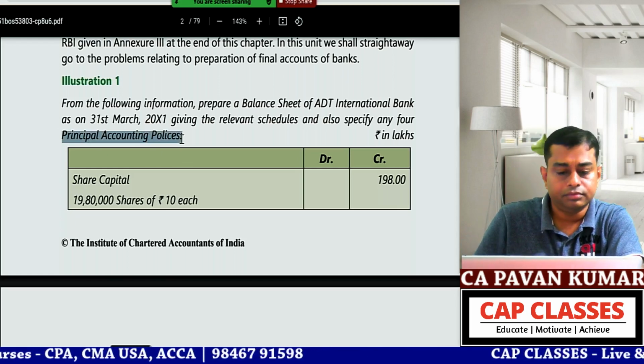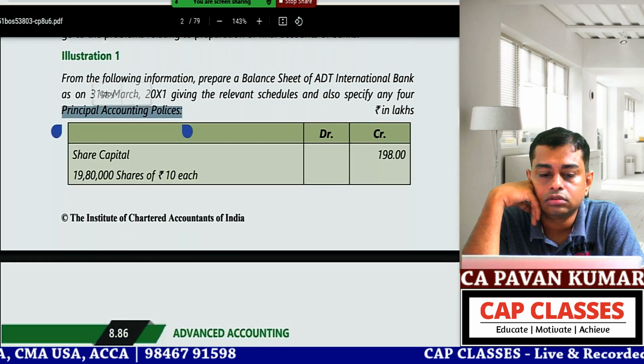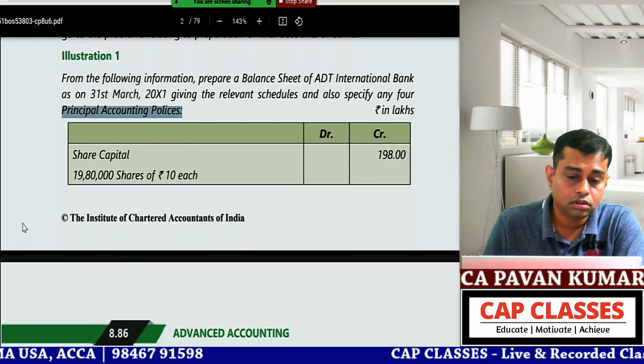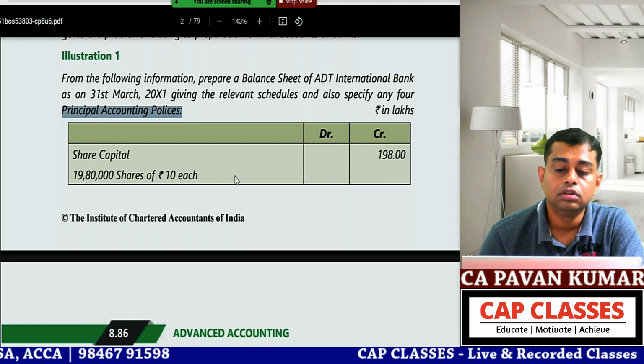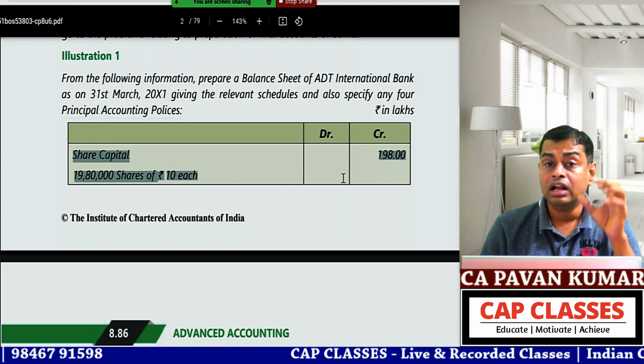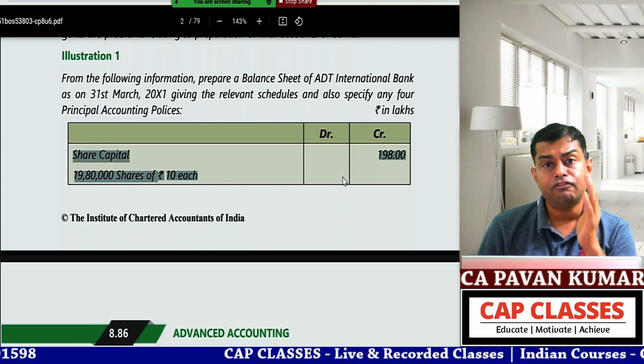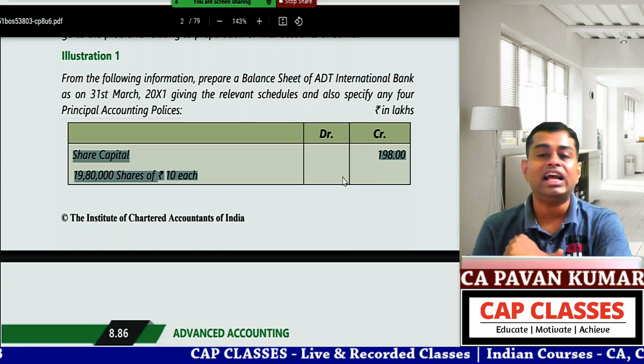Okay, so read. Rupees in lakh, the share capital is 90 lakh, 80,000 shares of rupees 20. Now you tell me, where will you put this? There are 11 schedules, 5 on the liability side, 6 on the asset side.